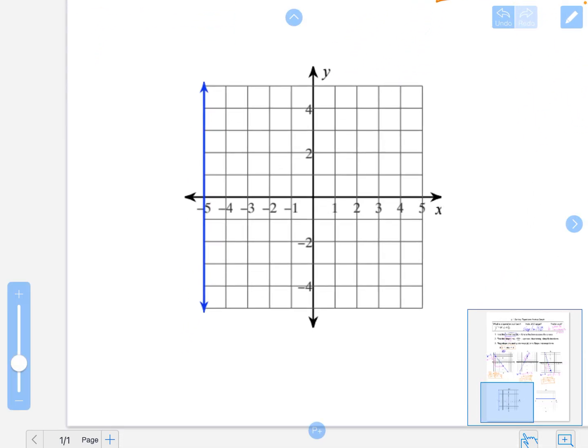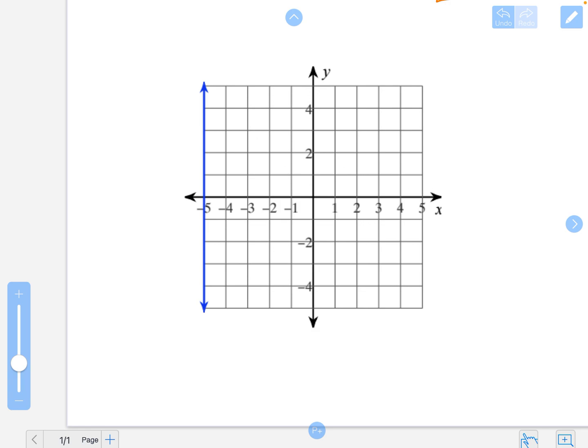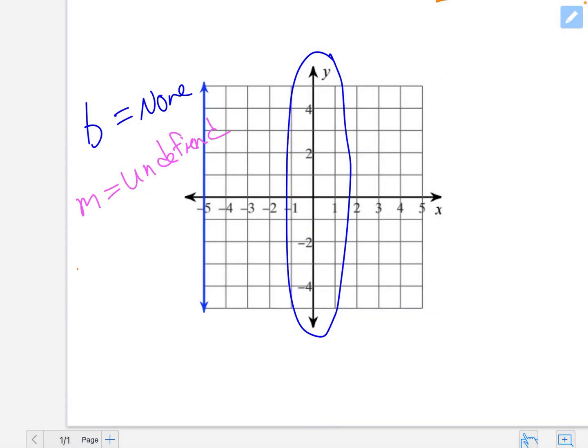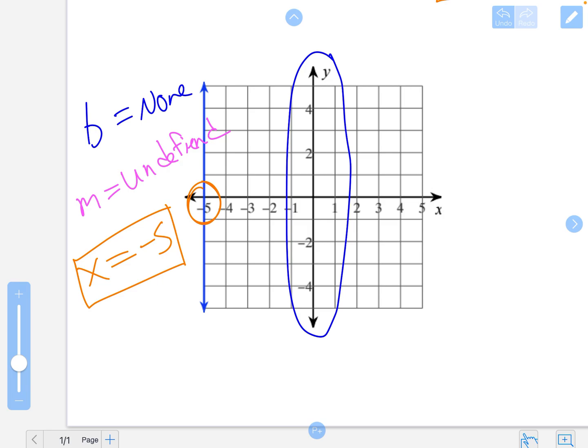All right, so now let's look at this line right here. So we need to find our y-intercept. If I notice, this line does not touch the y-axis, so our y-intercept is none. And if we remember our slope, if it's an up and down line, it's going to be undefined. And if it's an undefined line, that tells me that it's going to be an x equals line. It crosses the x-axis at -5, so our line is x equals -5.